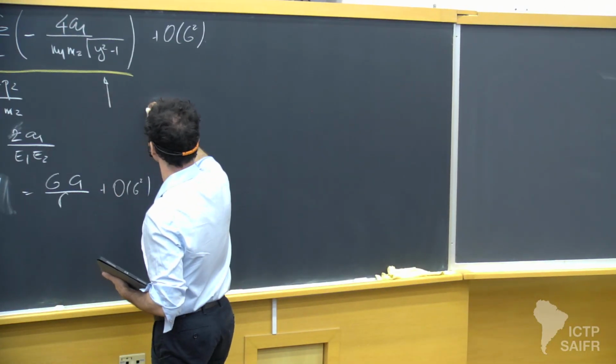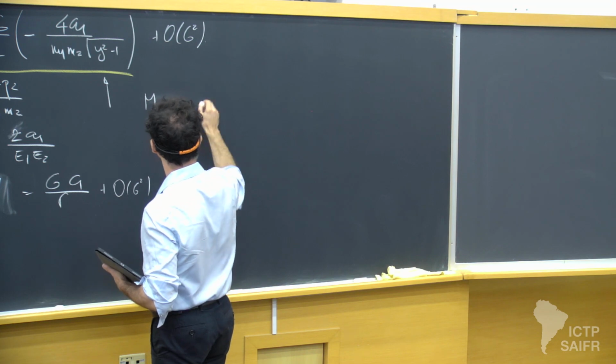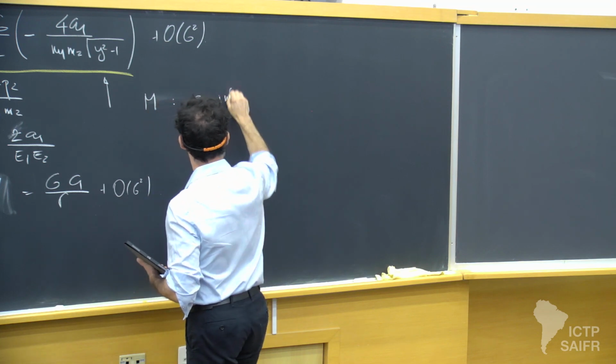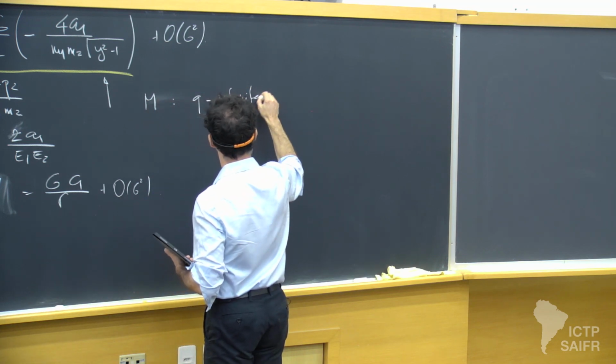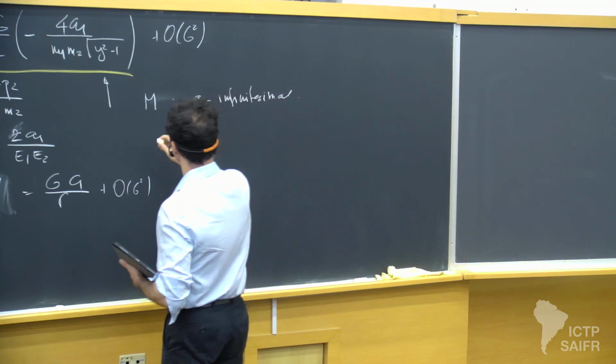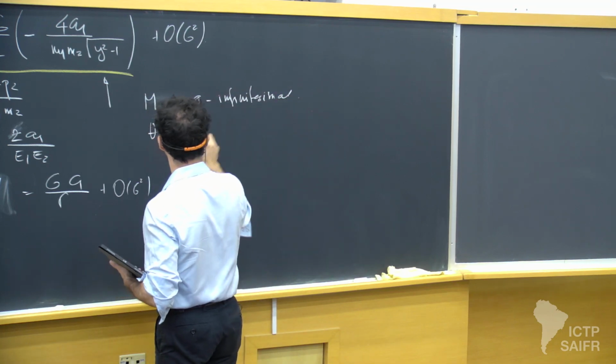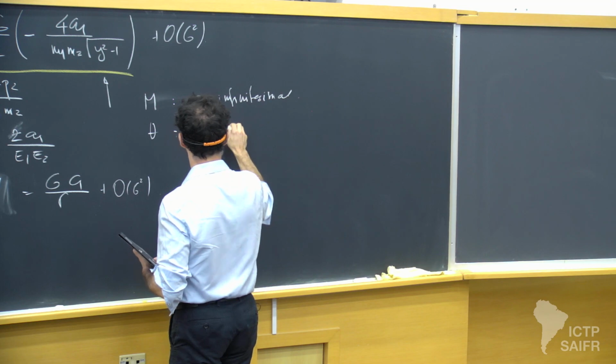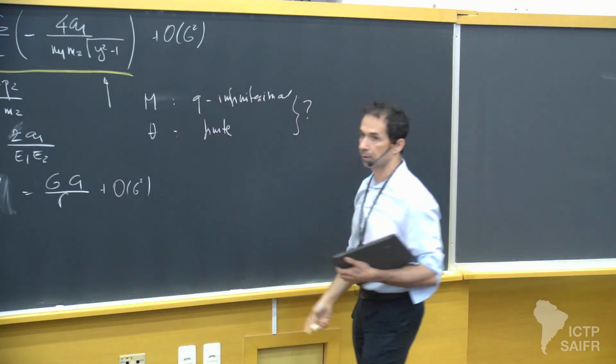So the sharp question is, the amplitude has Q, which is infinitesimal. But the angle theta is finite. How can we reconcile this?